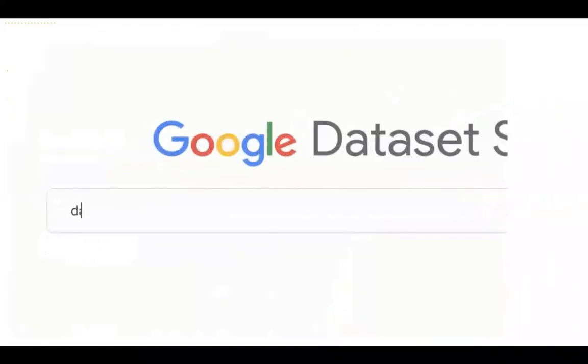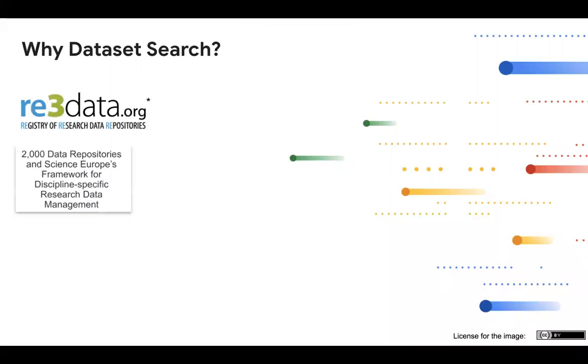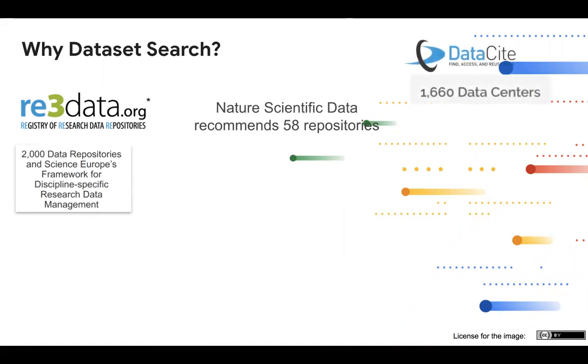And given that this is a data site webinar, I don't need to explain to you why we needed this. I think all of you know about repositories like re3data that lists about 2,000 data repositories, and Nature Scientific Data, the Nature journal that requires its authors to publish the data when they publish papers. They recommend 58 different repositories, not one, not two, but 58. Dataset itself has more than 1,600 repositories, and this is just a random sample of them.